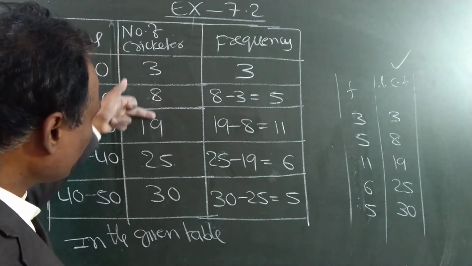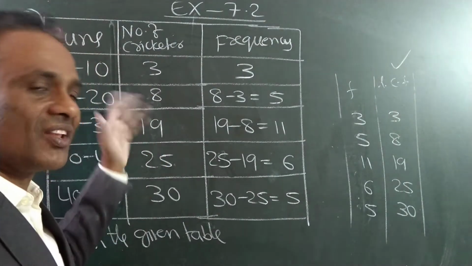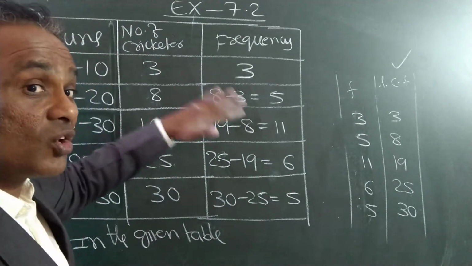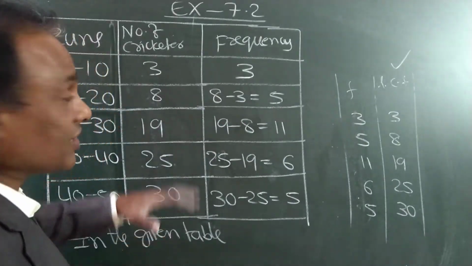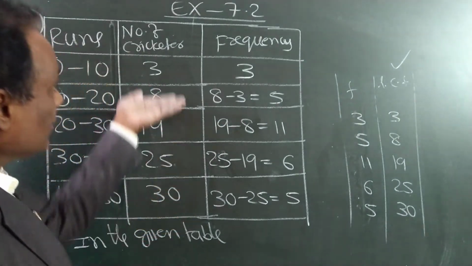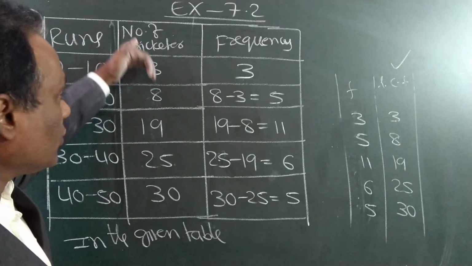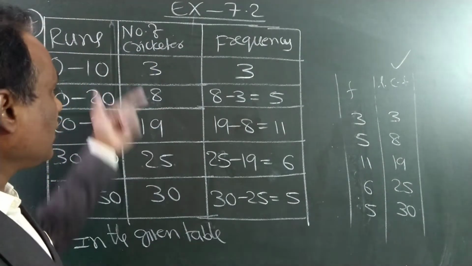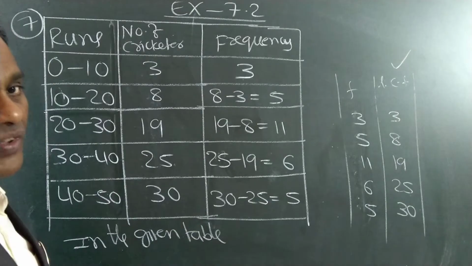Because this is the increasing order, it will be the less than cumulative frequency. Greater than cumulative frequency will be decreasing order. The numbers will increase like this. That means it will be a bigger number, so decrease like that. So increasing means less than cumulative frequency. Over.